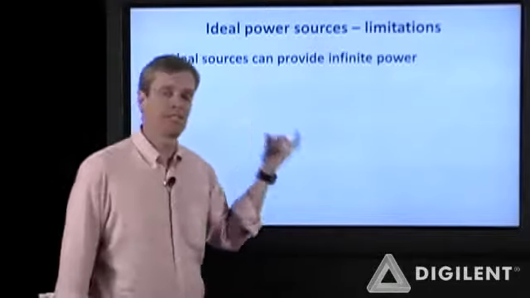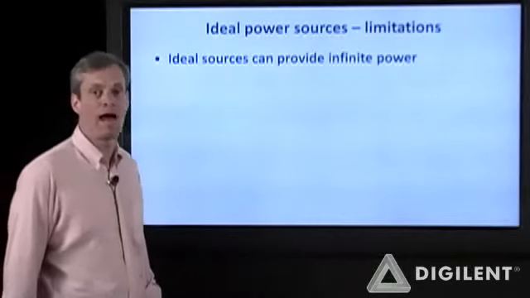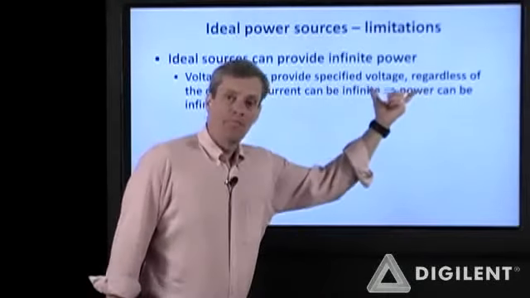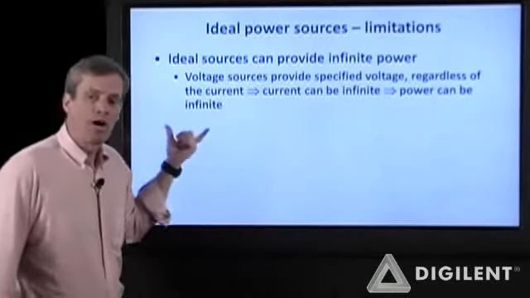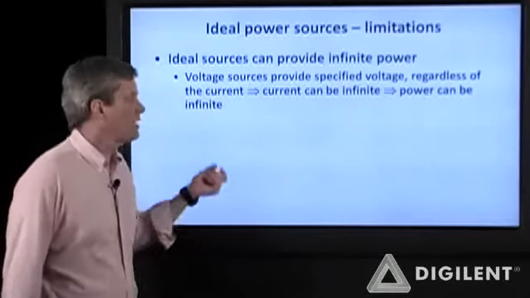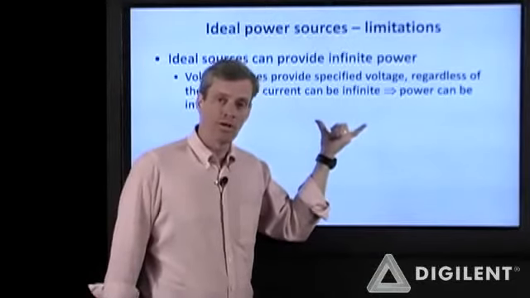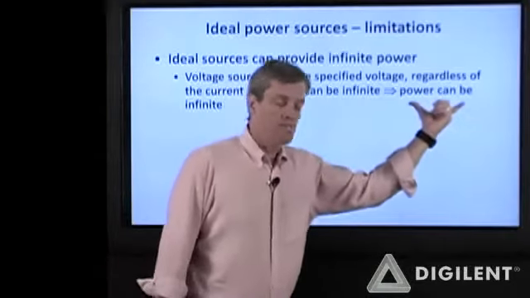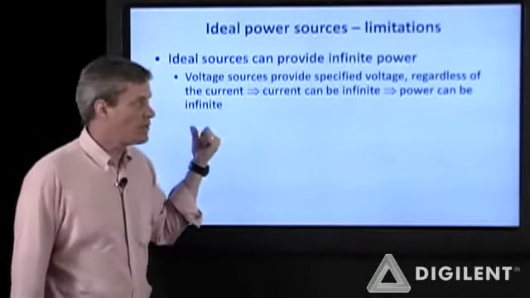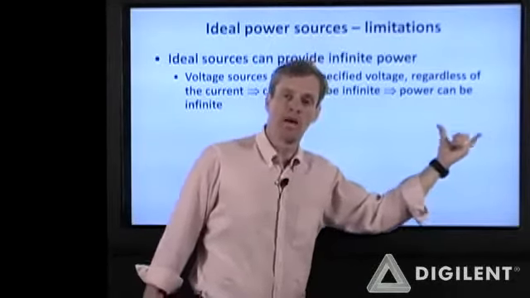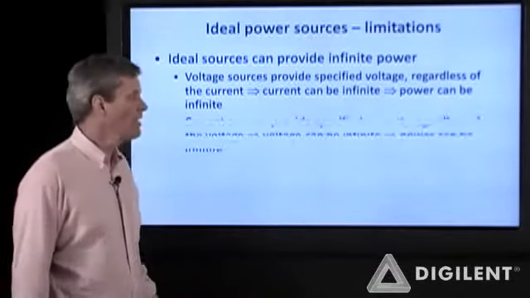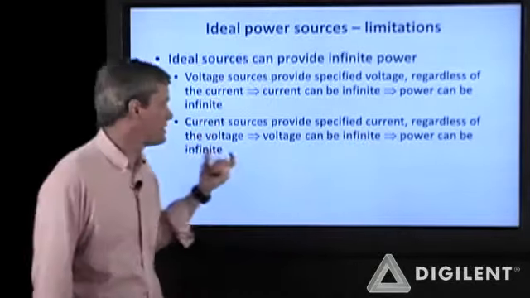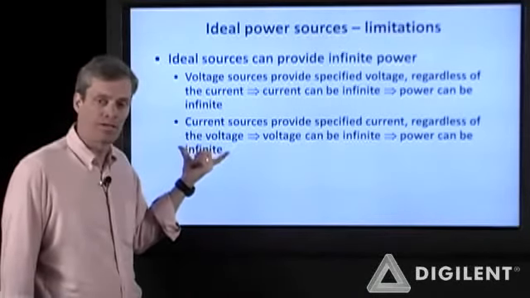Okay, the ideal power source models that I've been talking about so far do have some limitations. One of the main ones is that they potentially can provide infinite power, which is non-realistic. The voltage sources provide a specified voltage regardless of anything else that is going on in the circuit. If the circuit wants to draw infinite current from that power supply, the power supply will give the circuit infinite current. Since power is the product of voltage and current, this means that the power supply can provide infinite power to the circuit. Likewise, with the ideal current sources, they provide the specified current regardless of whatever the voltage is that the circuit is demanding of them.